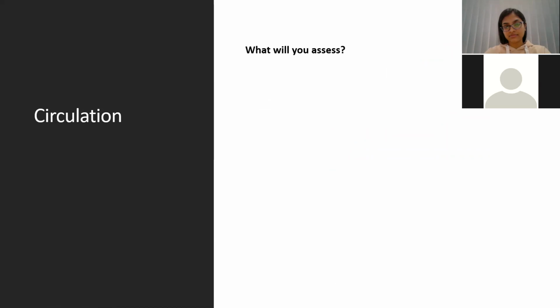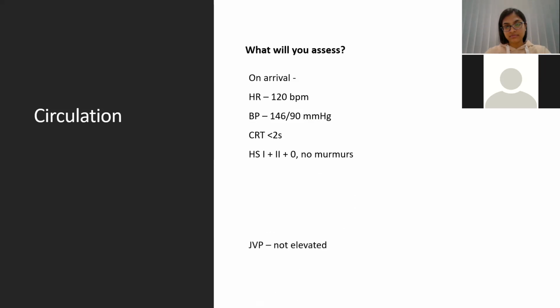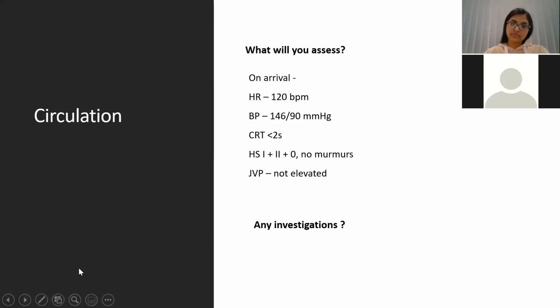So we go into circulation. We see that the heart rate on arrival was 120. That was his blood pressure. His capillary refill time is less than 2 seconds. Heart sounds, so 1 + 2 + 0, so it's normal. And you can't hear any murmurs. JVP is not elevated. Would you want to do any investigations or should we move on to D? What do you guys think?